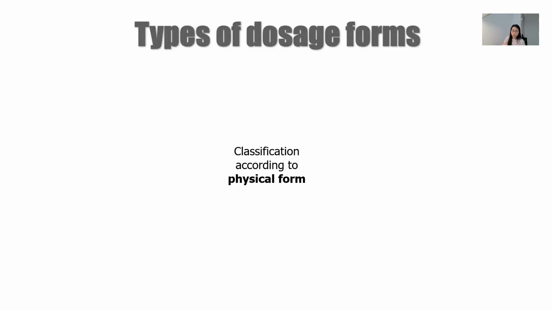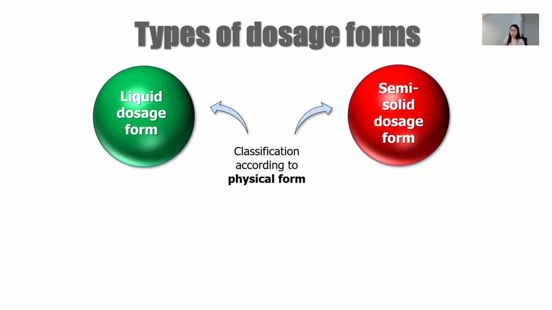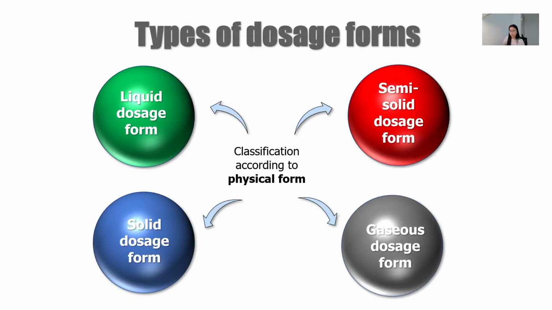But in this lecture and in the Diploma in Pharmacy program, we classify dosage forms according to their physical appearance or physical form. There are four main types of dosage forms. The liquid dosage form, as the word implies, appears as a liquid formulation. The semi-solid dosage forms, half solid, half not solid. We will talk about examples in a short while. And of course there are solid dosage forms and also gaseous dosage forms.